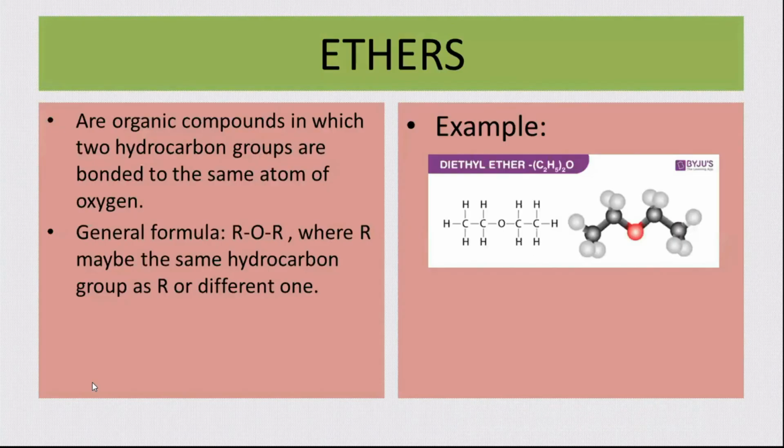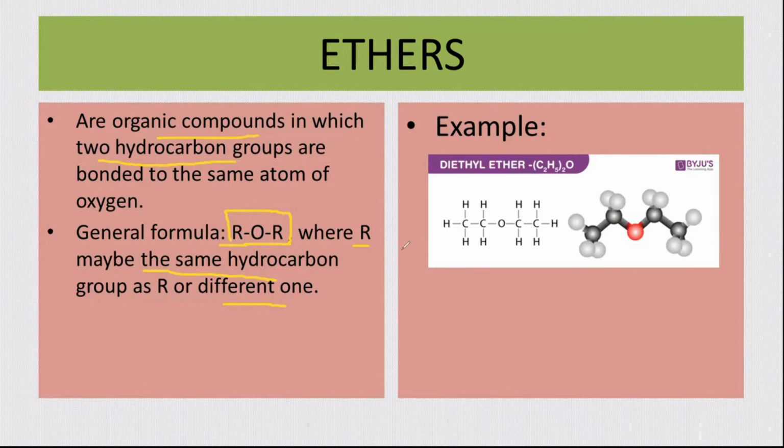Next one is ethers. Ethers are organic compounds with two hydrocarbon groups bonded to the same atom of oxygen. If alcohol has the formula ROH, the general formula for ethers is ROR', where R' may be the same hydrocarbon group as R or a different one. Ethers are like alkanes. They are not very reactive compounds, so they are commonly used as solvents.